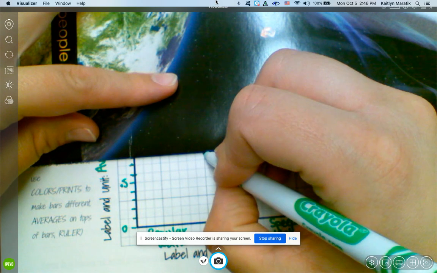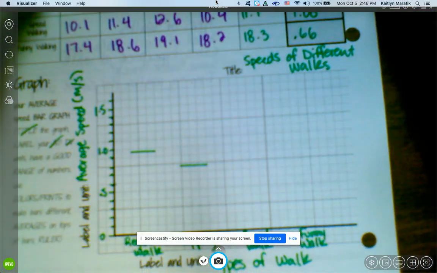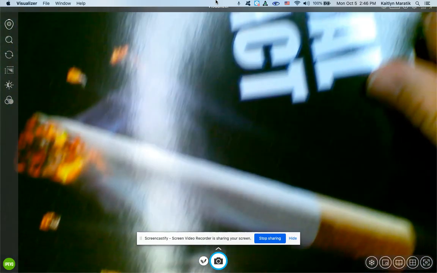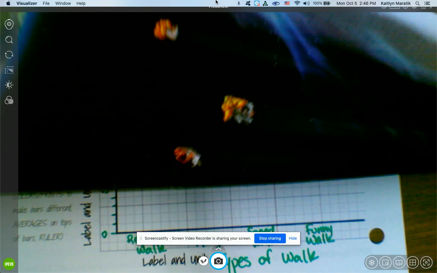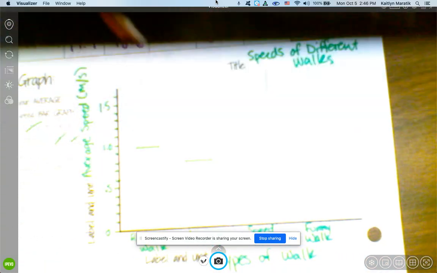Now, do you notice I am purposely using a folder? I'm using a folder because if you are at home and you're like, I don't have a ruler, well, guess what? I'm not using a ruler either. I don't even know where I got this folder. But I can use a folder, I can use a notebook, I can use another piece of paper, but I do expect that there are straight lines here.